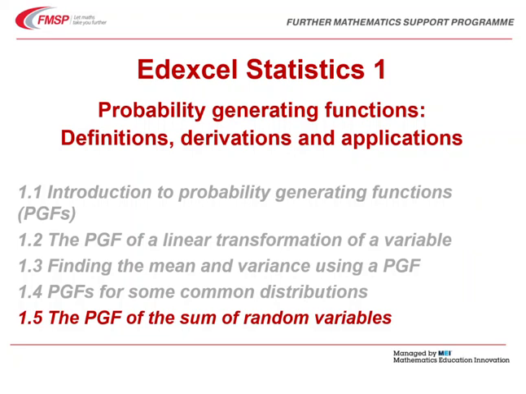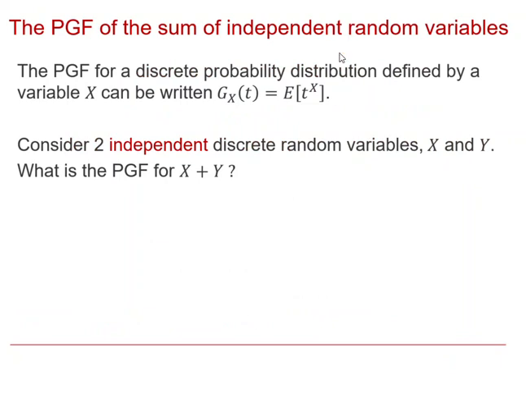Hello and welcome to this Edexcel Further Maths Statistics 1 video looking at the probability generating function for the sum of random variables. So at the top of this slide we have the definition of the probability generating function for a discrete random variable x, and you can see that this suffix here denotes that the generating function G(t) is for that random variable x.